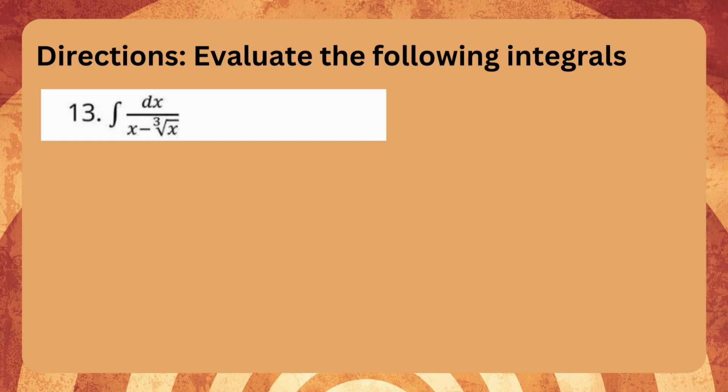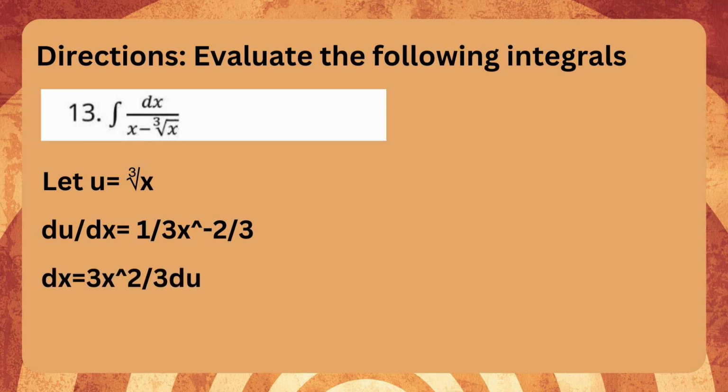Number 13, to evaluate the following integral of dx over x minus cube root of x by substitution, let's represent cube root of x as u. So, u is equals to cube root of x. And then, mula riyan, kukunin natin ang derivative, which is du over dx is equals to 1/3 x raised to negative 2/3. Now, we express dx in terms of du.